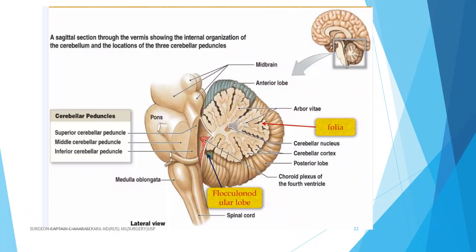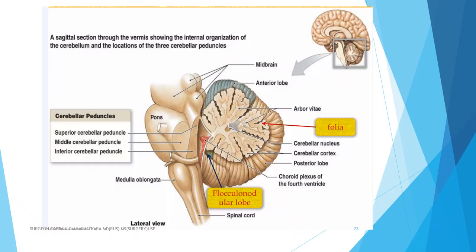Cerebellar peduncles, gateways of coordination. Now that we have explored the lobes and layers of the cerebellum, let's examine its connective architecture. The cerebellar peduncles serve as neural highways linking the cerebellum to the brainstem and spinal cord. There are three paired peduncles, each with distinct roles.